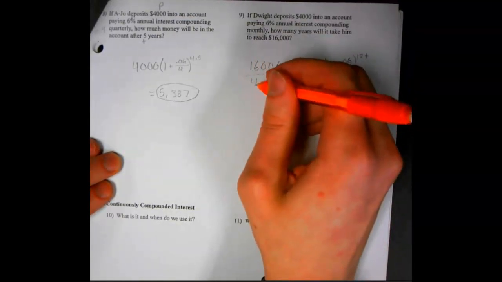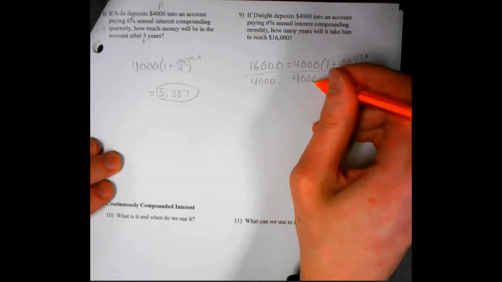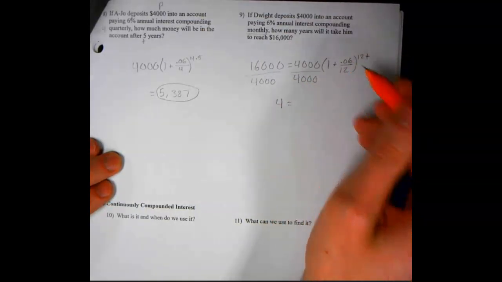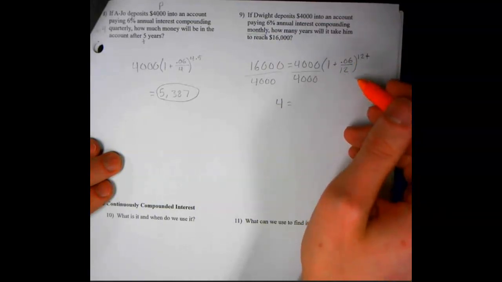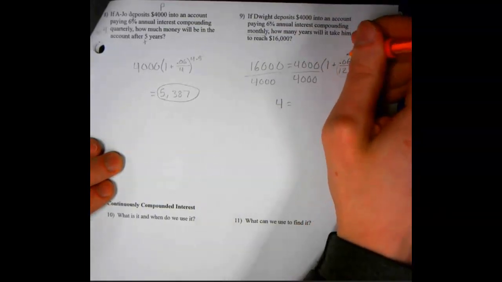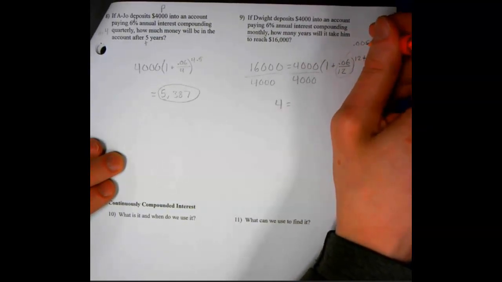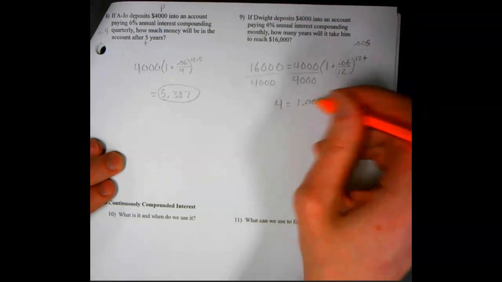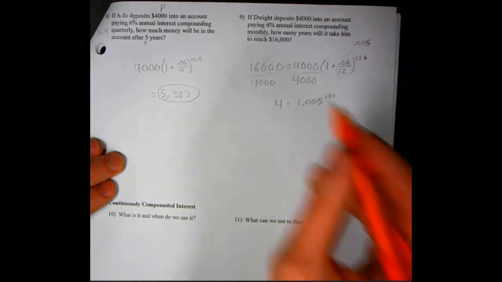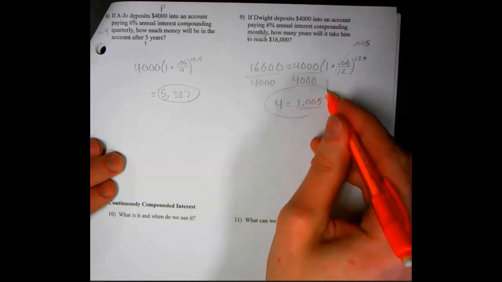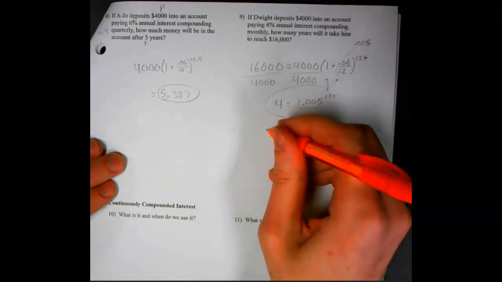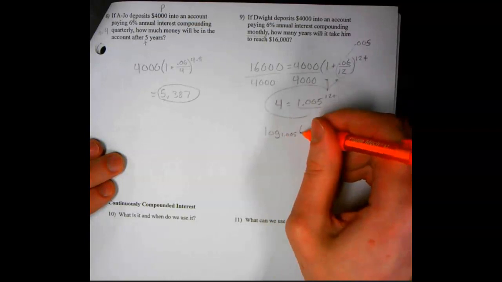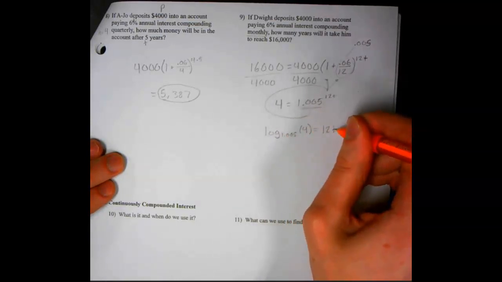So we'll divide both sides by 4,000, so you get the exponential by itself. 4 equals the 0.06 divided by 12, which is 0.005. So we add 1 to it, and we'll have 1.005 to the 12t. We'll do the snail, and we'll have log base 1.005 of 4 equals 12t.